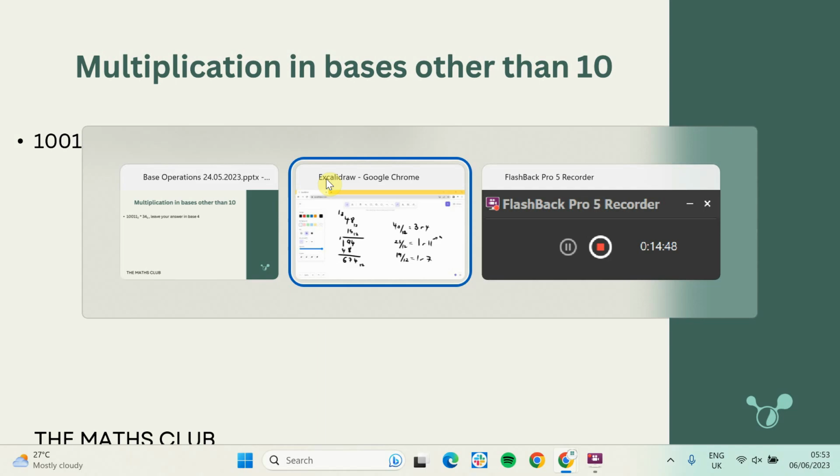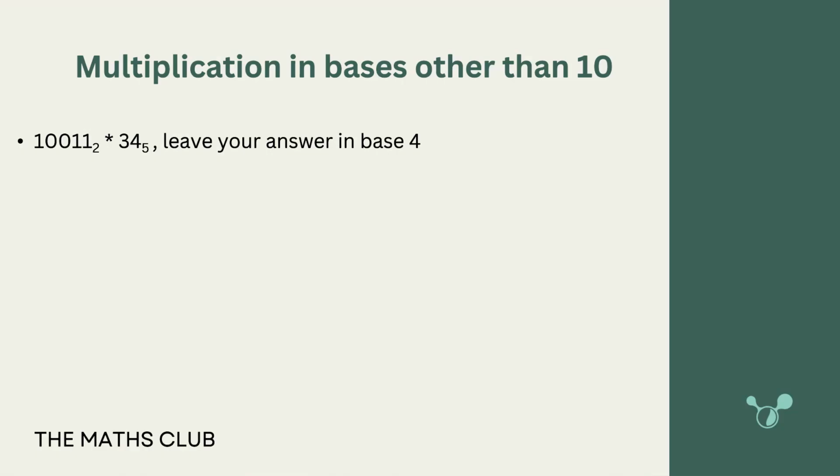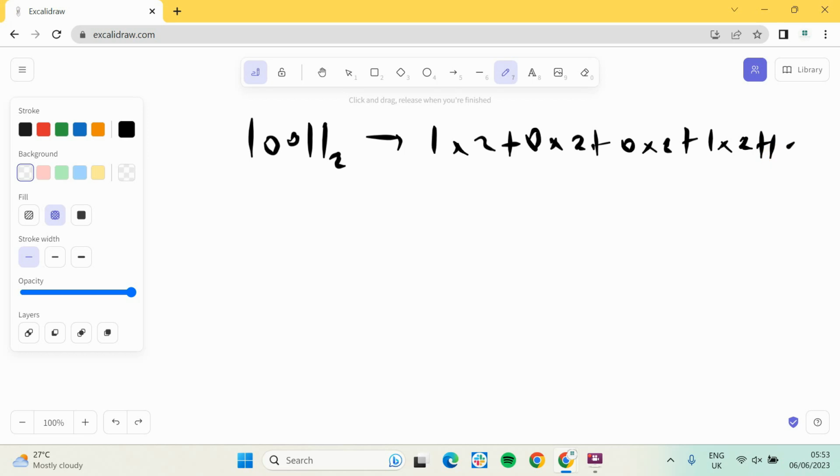Welcome back. Right, so let's solve it together. So this is 10011 in base 2. So if I convert it to base 10, right, that will be 1 times 2 plus 0 times 2 plus 0 times 2 plus 1 times 2 plus 1 times 2. And give the power of 0 from right to left. 0, 1, 2, 3, 4, right?